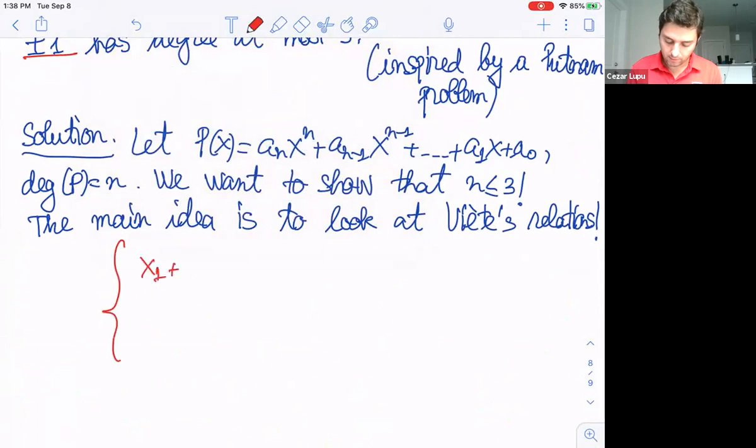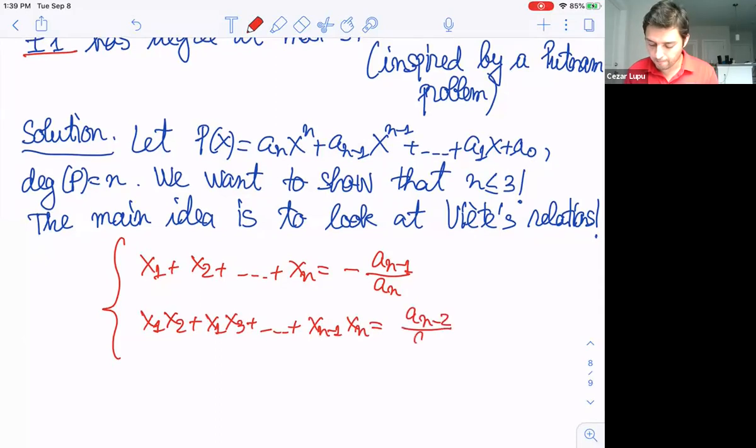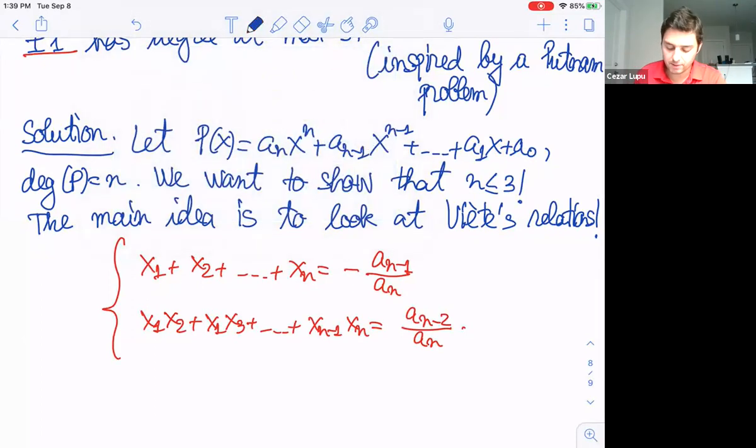So x1 plus x2 plus and so on plus xn. This is negative a_{n-1} over an. And the second one was x1x2 plus x1x3 plus and so on plus x_{n-1}xn, which was equal to a_{n-2} over an. So let me look at this. And if I combine this in a certain way, in other words, if you look at this, this is almost like it's missing a square here. So let's look at the following. Let's combine these two.